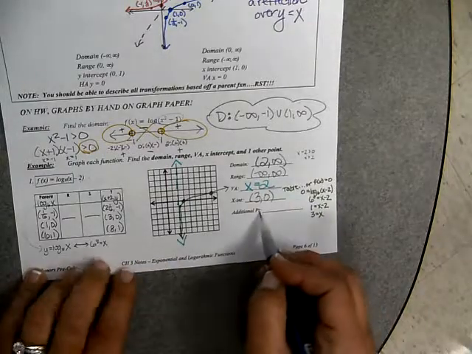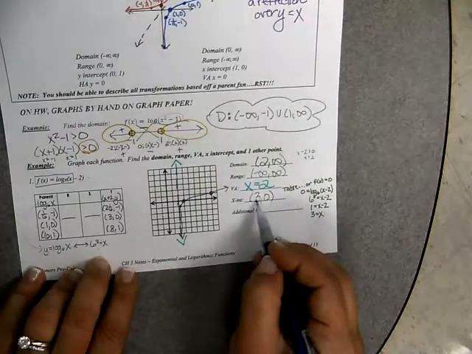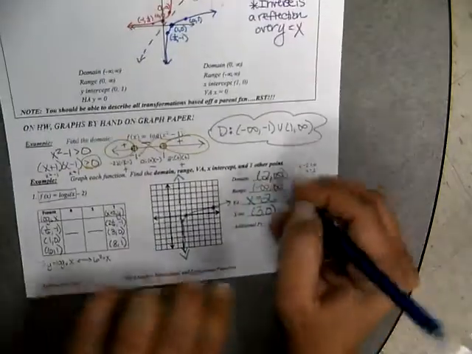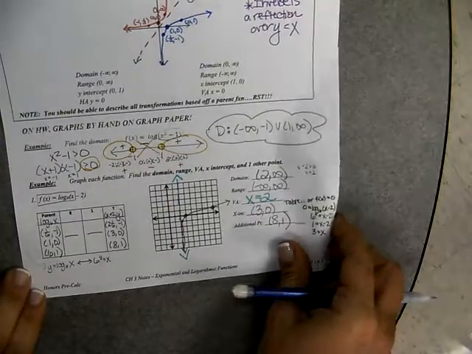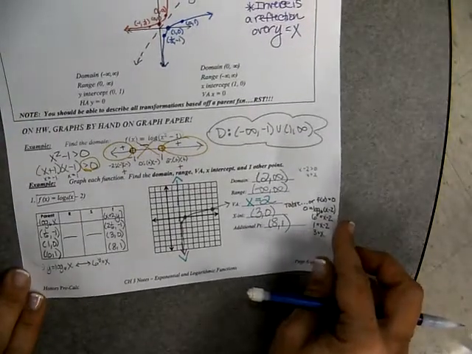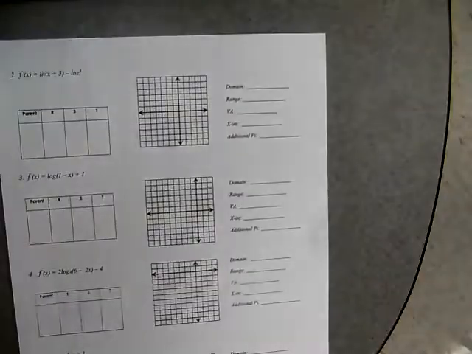We said for an additional point to pick something pretty from the table. We already picked the x-intercept of (3, 0), so maybe here I'll just list (8, 1). And that's essentially how we graph these logarithmic functions, okay? Excellent. So let's practice some more.